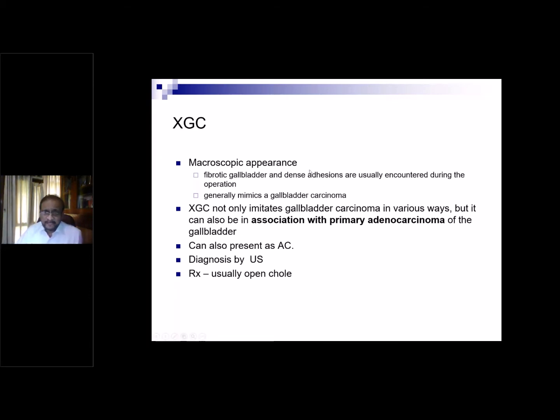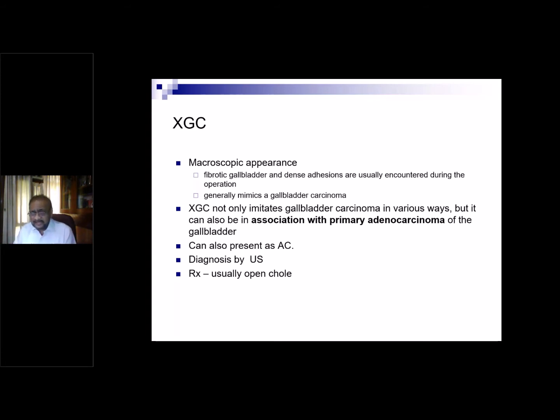If you look at the macroscopic appearance, you may find a fibrotic gallbladder, but dense adhesions are very common. Very common. And it generally mimics a gallbladder cancer, and that is the crux of the problem. You open up a patient of Xanthogranulomatous cholecystitis, or you do a pre-op investigation, ultrasound, and the report usually is query carcinoma of the gallbladder. Now you don't know what to do. You choose to go in for laparoscopically examining it, and again you find a large lump infiltrating everywhere, and again your laparoscopic diagnosis is carcinoma of the gallbladder. That is the problem with this condition.